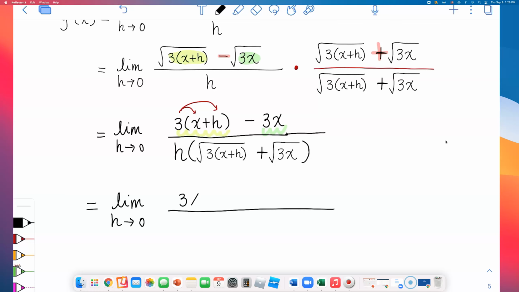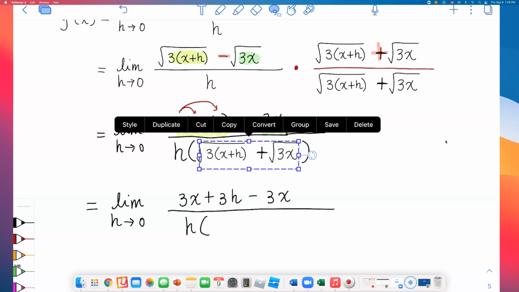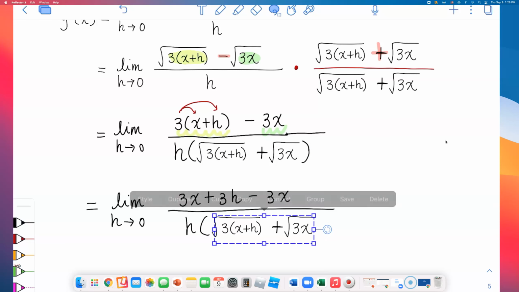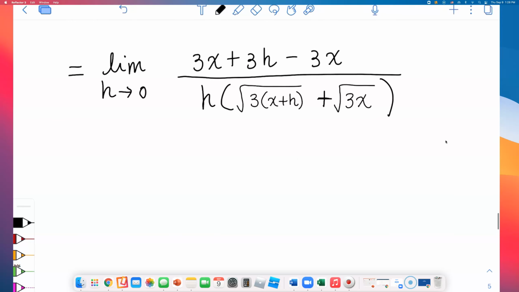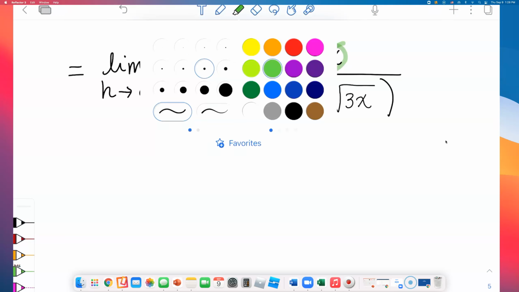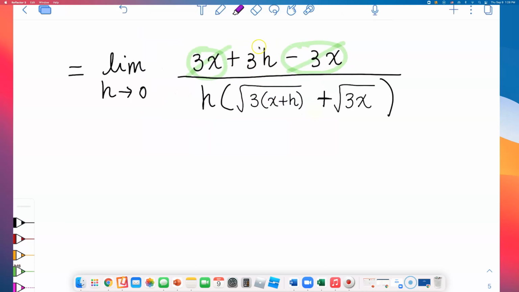I will have 3x plus 3h minus 3x all over h times... I don't want to write this down again. Let me just duplicate this in the parenthesis, right? All right, what cancels out? I see 3x and negative 3x canceling out. Oh, I see one more. If I do that, the only term that I have left on the numerator is 3h, right? I'm dividing 3h by h, so h cancels out too.